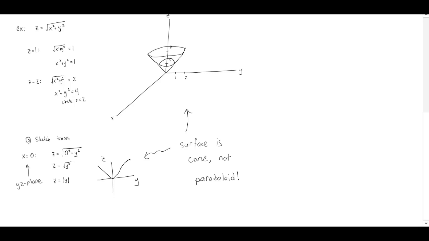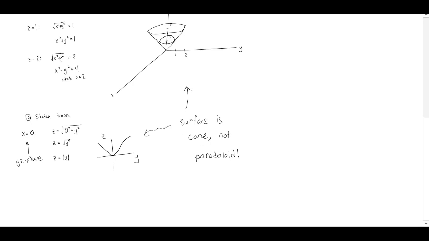Right now in this equation, I had z equals the square root. If I make a small modification to that, what I'm going to do is take this equation and square both sides. So we get the equation z squared equals x squared plus y squared. Okay?